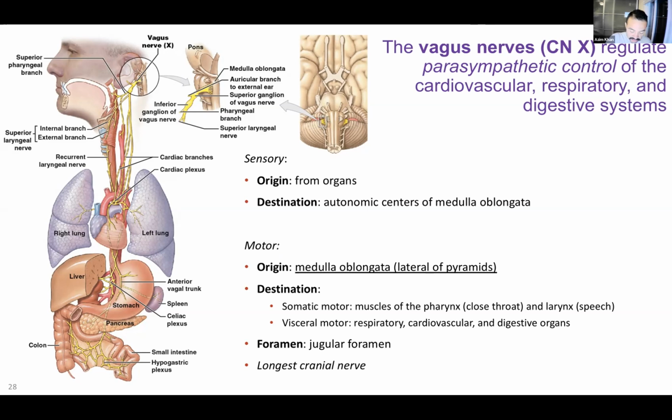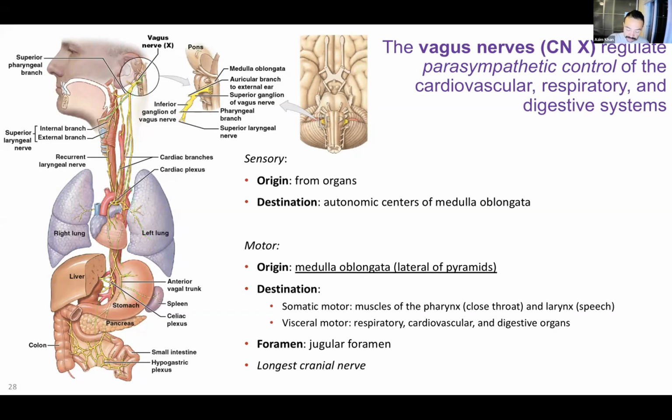It starts, take a look at this picture over here. It starts over here in the medulla and then can extend either to the throat or to the heart or to the lungs or to the stomach, to the intestines. It's a really long nerve. Funnily enough, it's not your longest nerve, but it is a very long nerve.